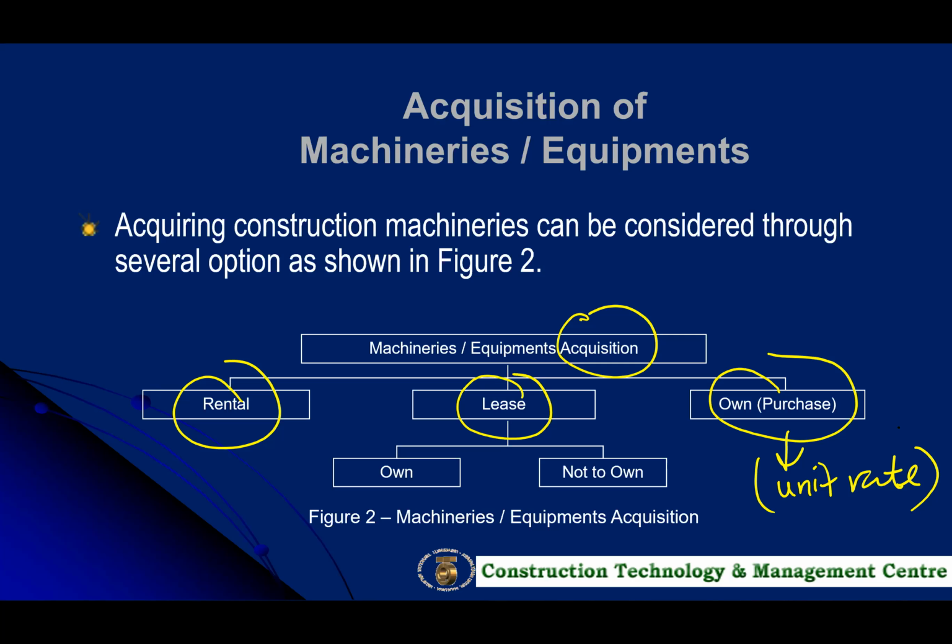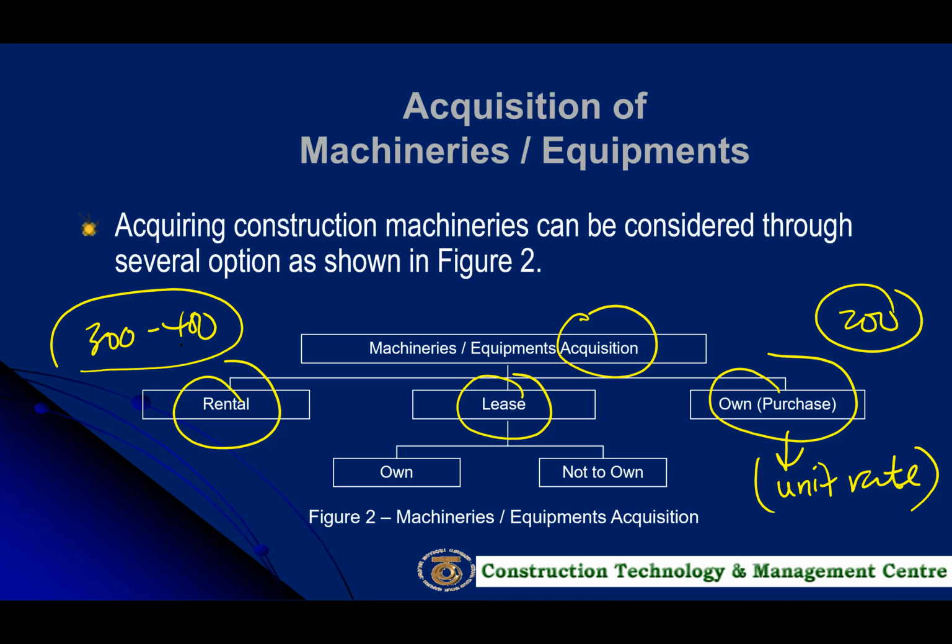Normally, the unit rate will cost more. Let's say the unit rate for an excavator, I'm not sure how much, for the rental could be around, sometimes people charge 300 to even 400 per hour. Just imagine. Maybe if you do the calculation, if you purchase, it will cost you around 200. So there is a cost saving there. And at the end of the day, the machinery is yours compared to if you just simply rent.